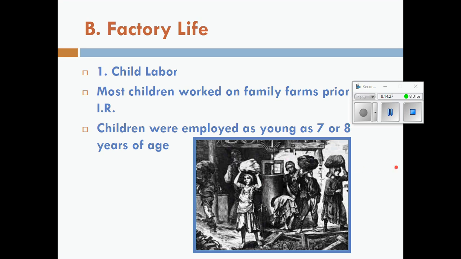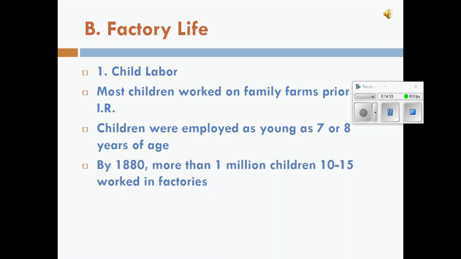to make these goods. And I don't mean to laugh at it, just the absurdity of it at the time period, but that's what was actually allowable. And by 1880, more than 1 million children between 10 and 15 worked in factories. So you guys are complaining about doing this online schooling. Imagine that's what that could be.